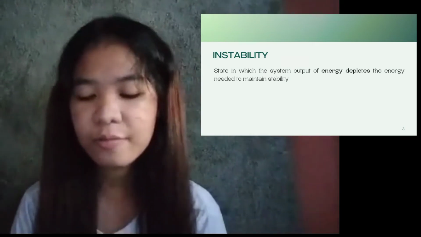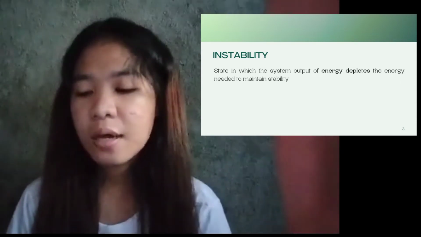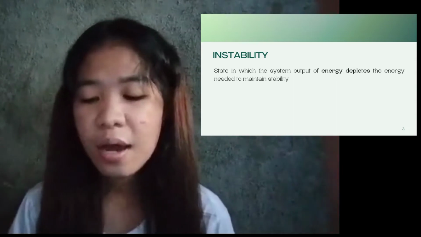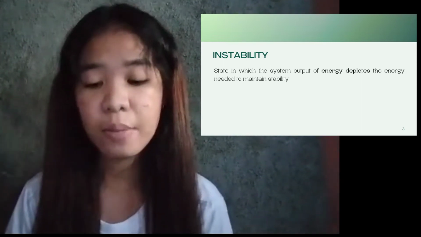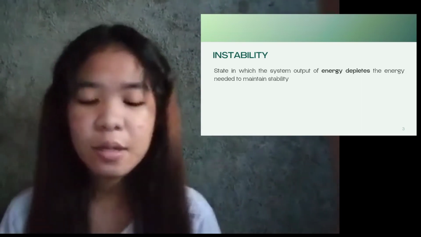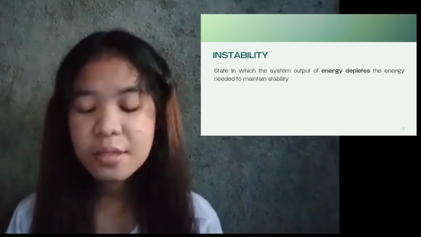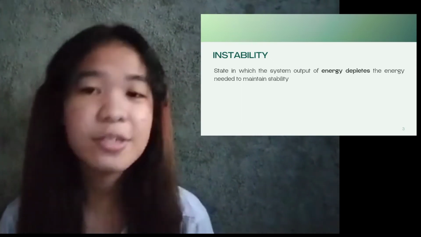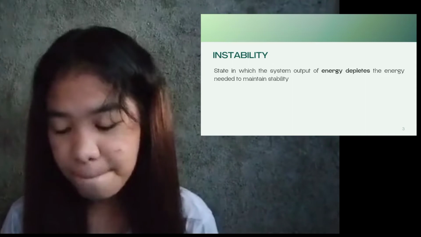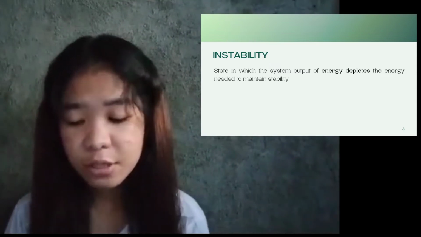The next is instability, a state in which the system output of energy depletes the energy needed to maintain stability. So instability involves two energies. One energy is helping me to be stable. The other energy is taking up all my energy. It is depleting the energy. For example, I cannot cry anymore. I cannot adjust anymore because the sickness is so great. I am not able to cope. So that stage where the energy which helps you maintain stability is getting depleted, you call that condition instability.